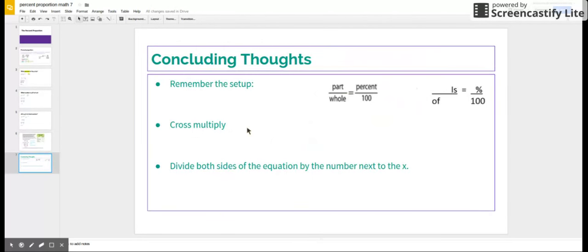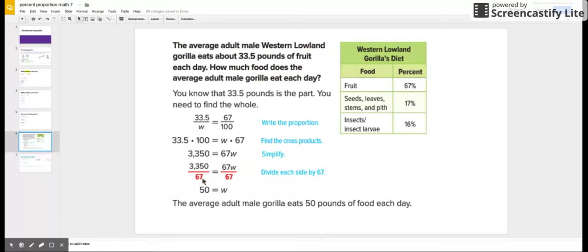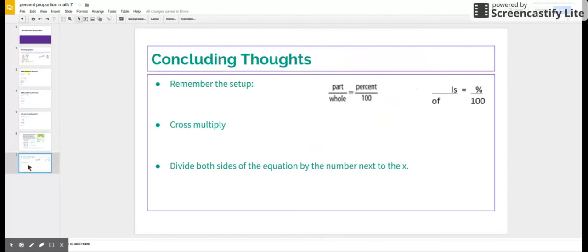Here are some concluding thoughts. Just remember your setup: part over whole is equal to percent over 100, or you could just think of is over of is equal to percent over 100. Cross multiply and then divide both sides of the equation by the number next to the x. Like here, I divided both sides by 67.